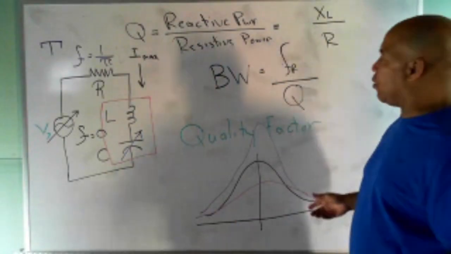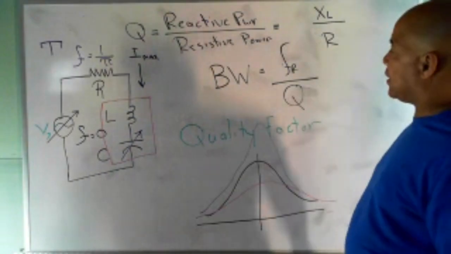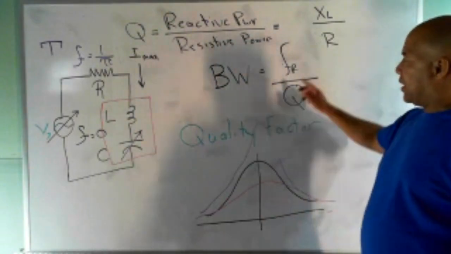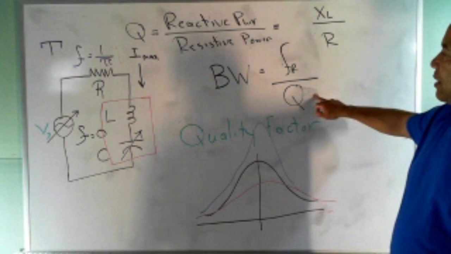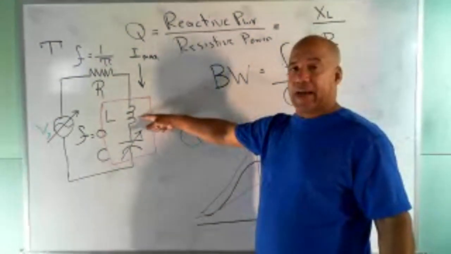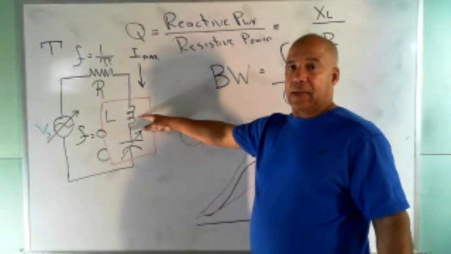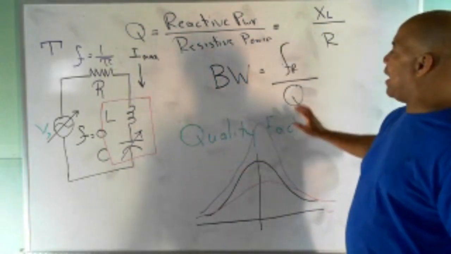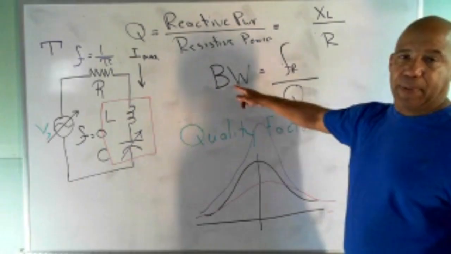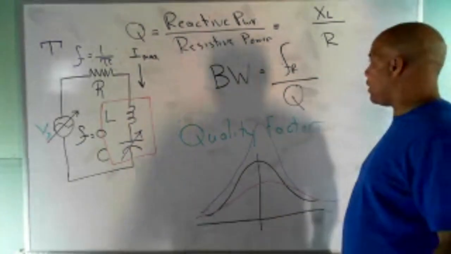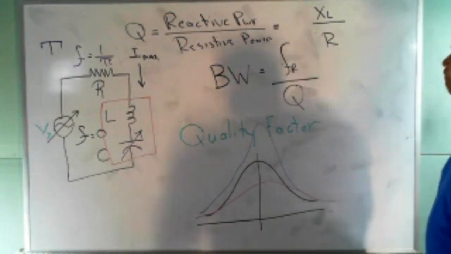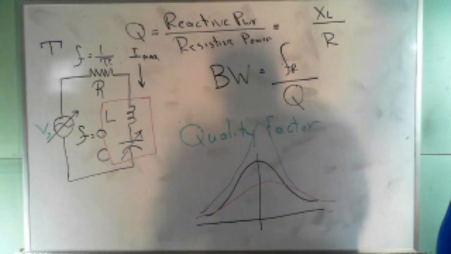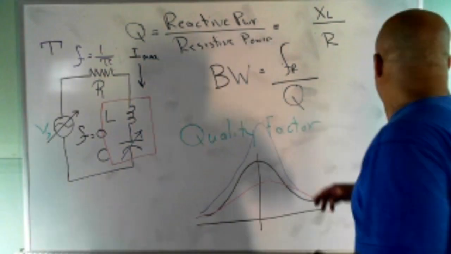I'll go back to this equation. I have three variables here, and one thing I can do is get XL and R, and I can get the Q using this formula, and now I'm able to use that Q to solve for either bandwidth or resonant frequency. A couple things I want to point out about this equation.